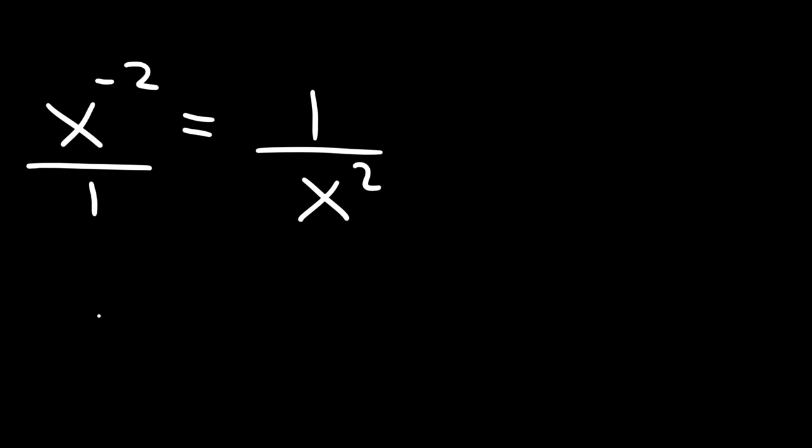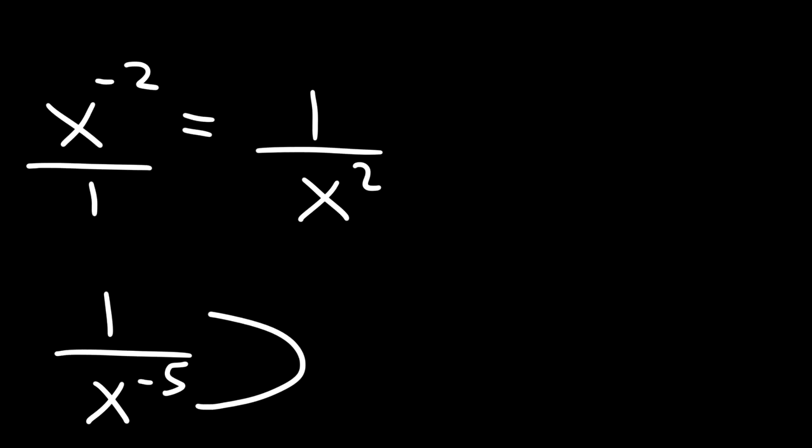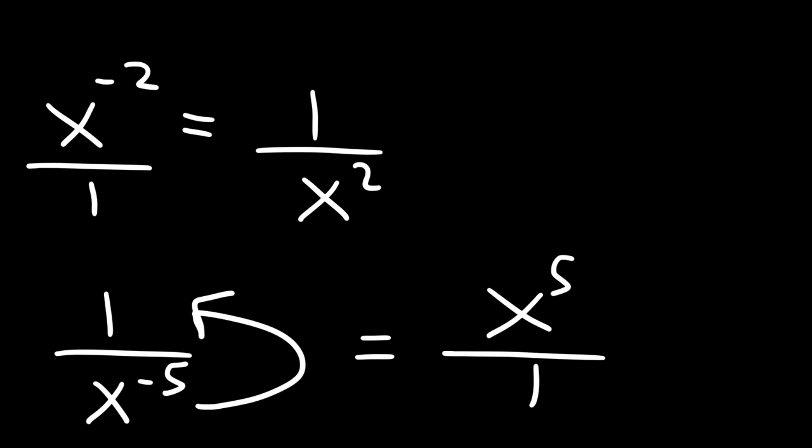So anytime you have a negative exponent, you can move it to the other side of the fraction, making it positive. So if I had 1 over x to the negative 5th power, I could take this exponent, move it to the top, and now it's going to be x to the 5th power. You could write it like that, or you could say over 1. It's the same thing.